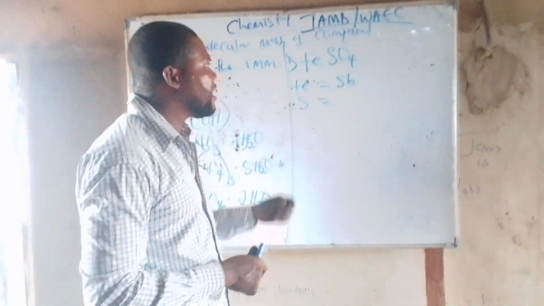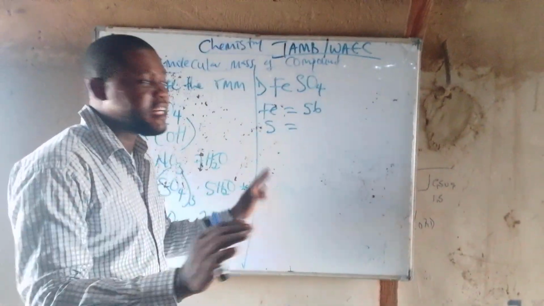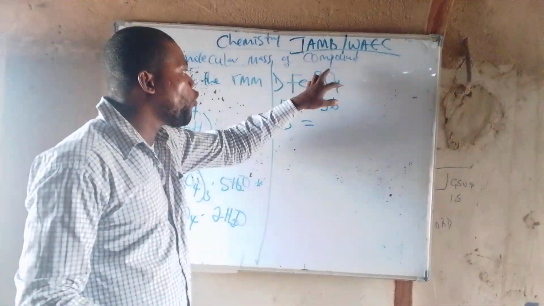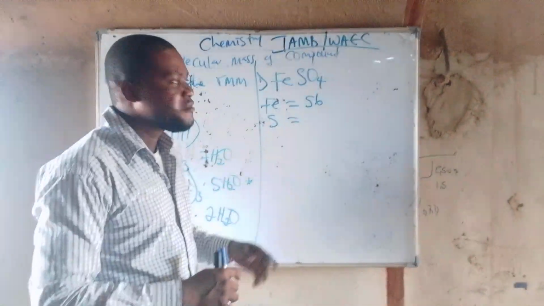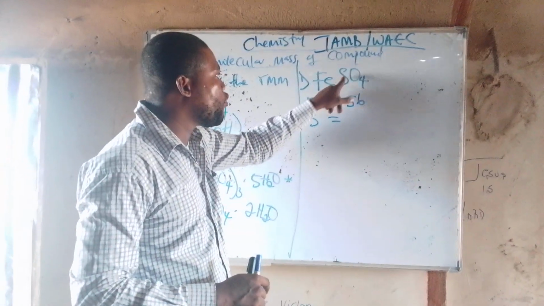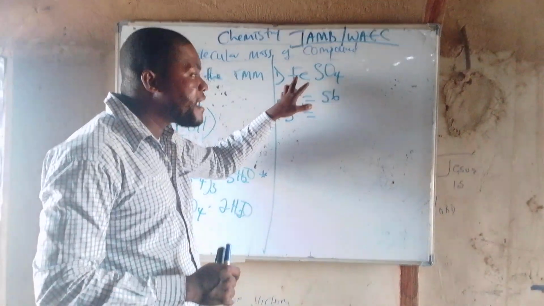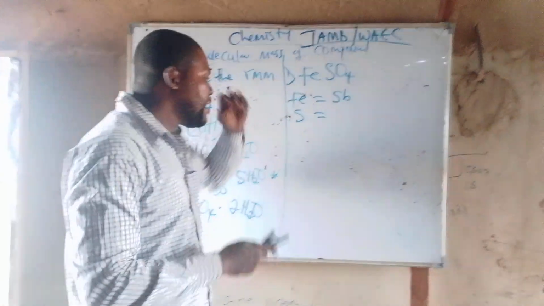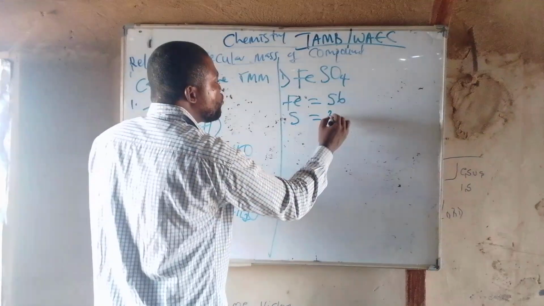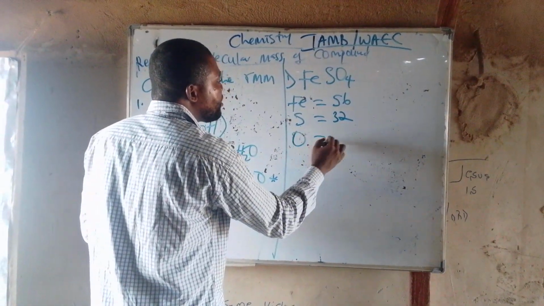What am I doing now? Breaking out the mass numbers of all these elements. They are constant. Fe is iron, S is sulfur, O is oxygen. And whatever I'm writing now, these are the mass numbers. Mass number of Fe is 56. Mass number of S is 32. And mass number of O is 16.